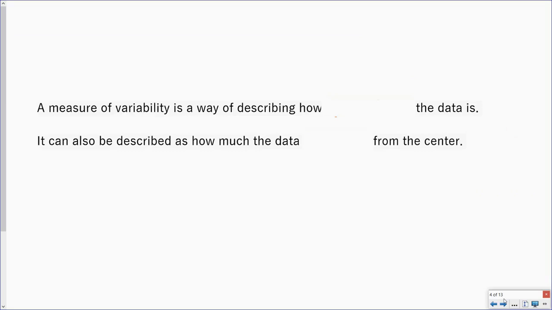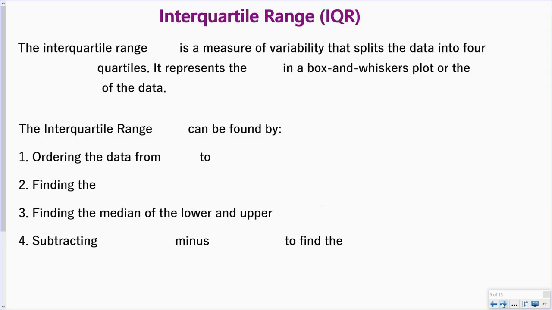So a measure of variability is a way of describing how spread out the data is. It can also be described as how much the data deviates from the center. So first, let's take a look at interquartile range.